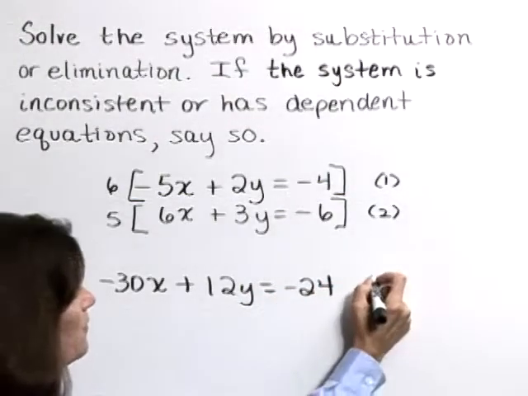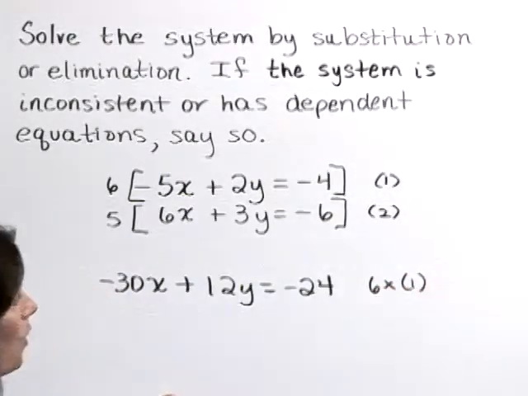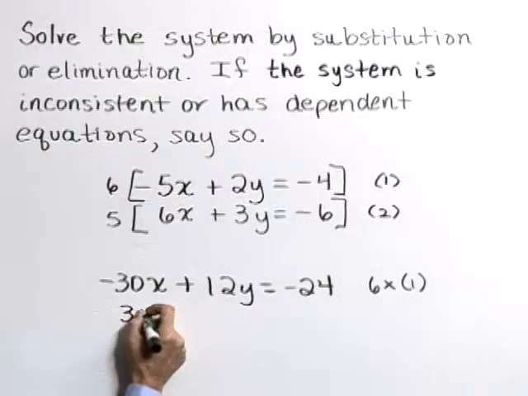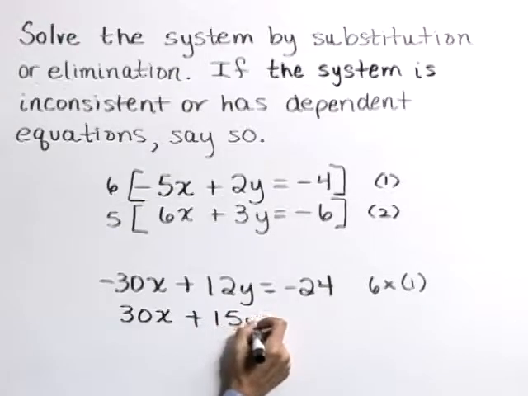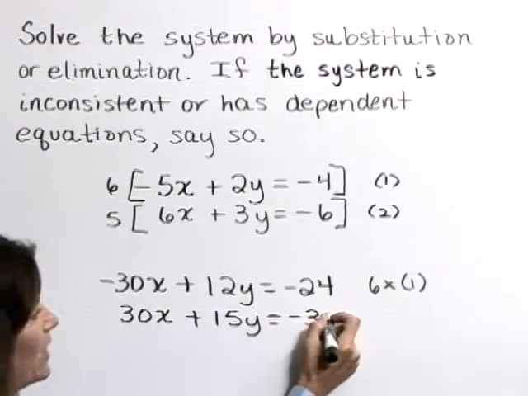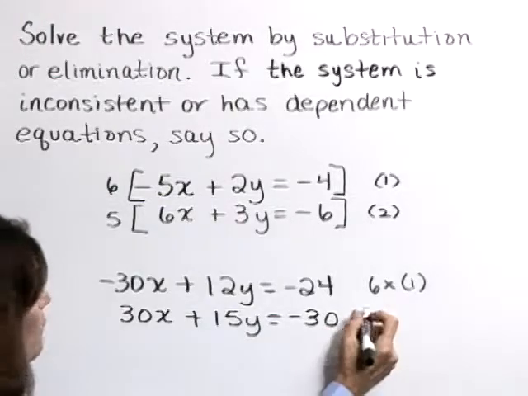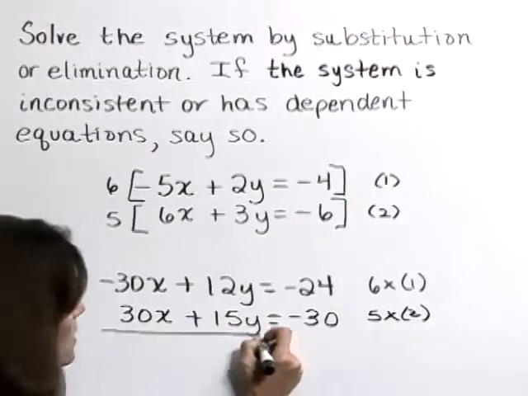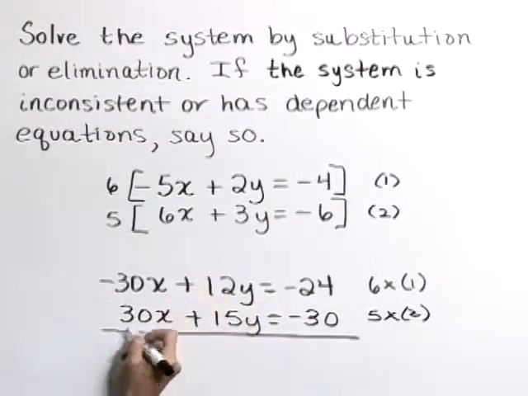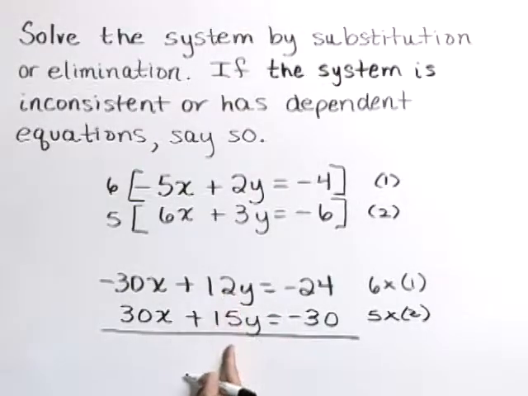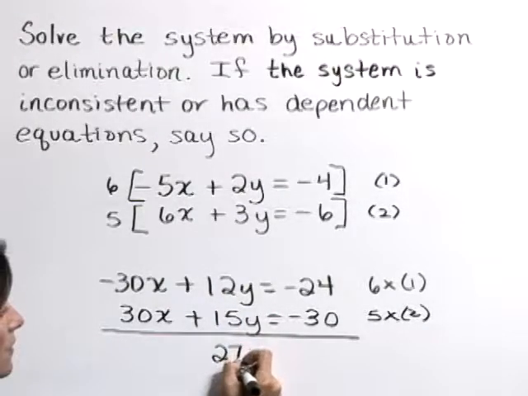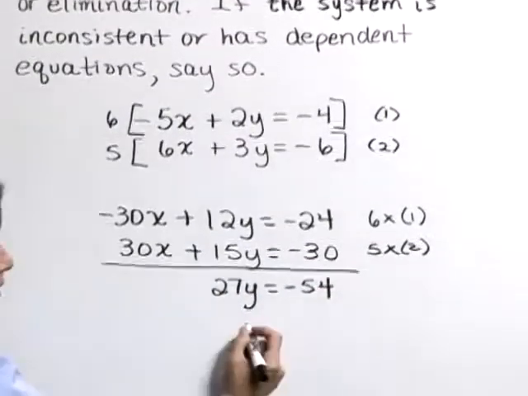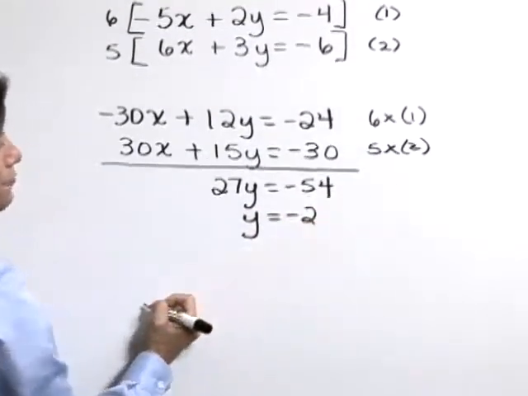And just a note to self, that was 6 times equation number 1. For equation number 2, multiplying through by 5 gives 30x plus 15y is equal to negative 30. And as a reference, that was 5 times equation number 2. Now we're ready to add. Our x variable cancels. Our y variables, when we add there, we get 27y, and that's equal to negative 54. Dividing both sides by 27 gives y equals negative 2.